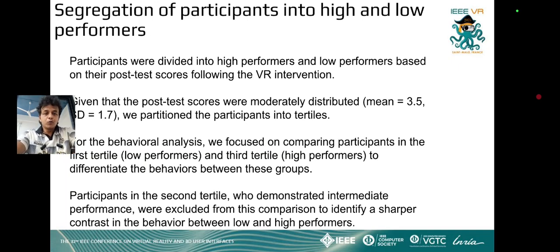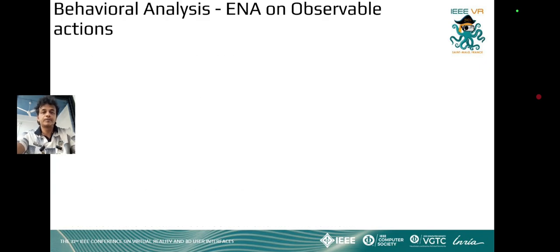To do the behavioral analysis, we segregated the participants into high performers and low performers. Based on the performance scores, we segregated the participants into tertiles. We considered only the first tertile and third tertile for the behavioral analysis to identify a sharper contrast in the behavior, whereas the participants in the second tertile were excluded.